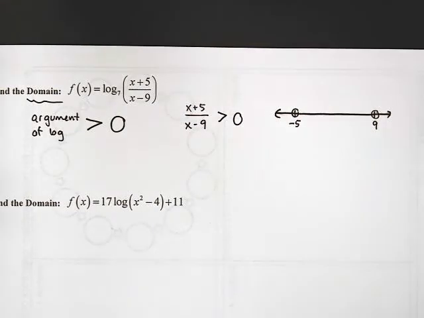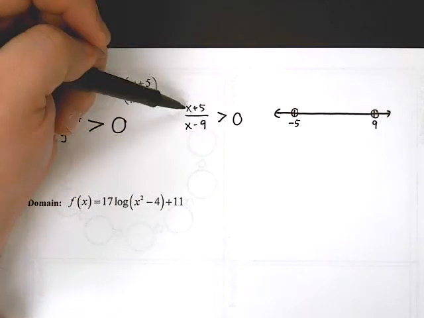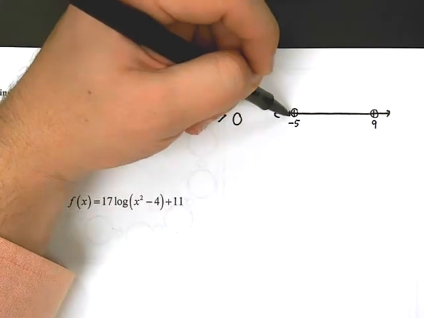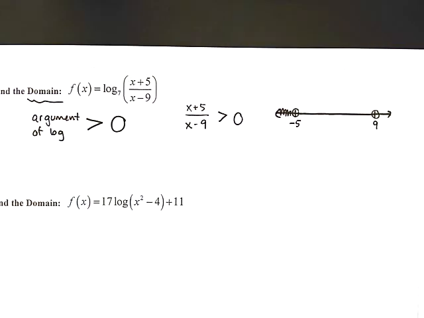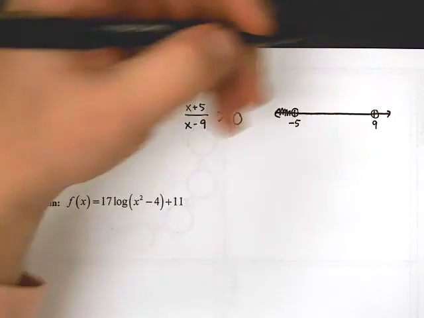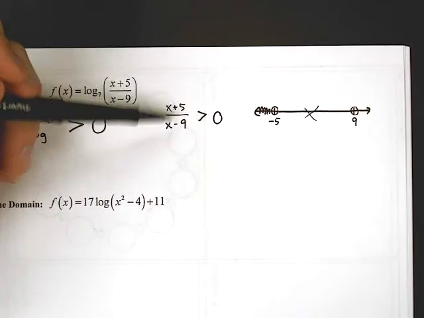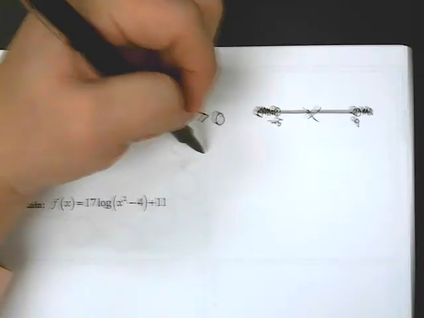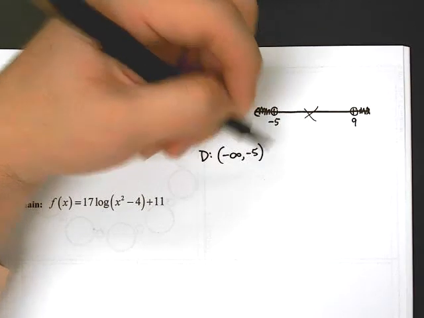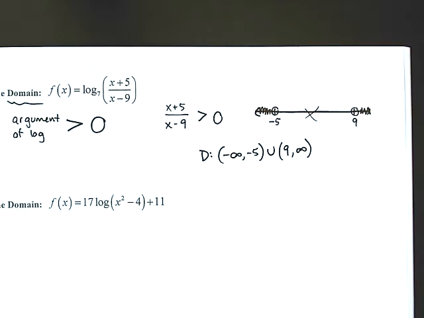Now we test our sections. Plug in any negative value lower than -5. How about -10? -10, let's see, that's going to be negative over a negative. Okay, so negative over negative is positive, that's what we're looking for, so we shade. Plug in 0, or anything in between. Positive over negative, nope, that's negative, I don't want that section. And lastly, how about 10? 10, positive over positive, okay, we're good. Now we know that our domain will be from -infinity to -5 open, union open, 9 to infinity. And there we have it.